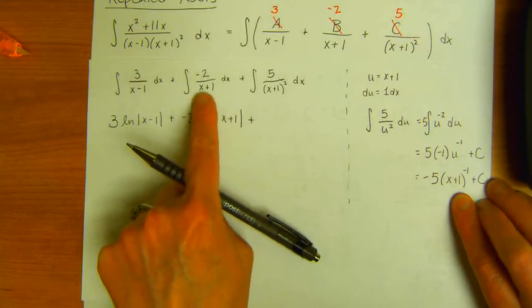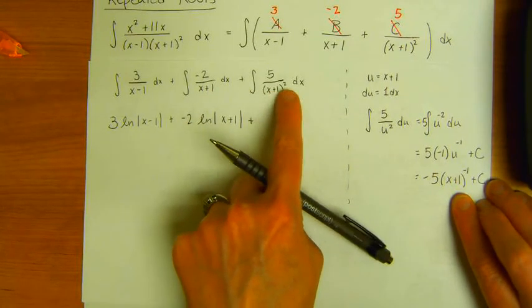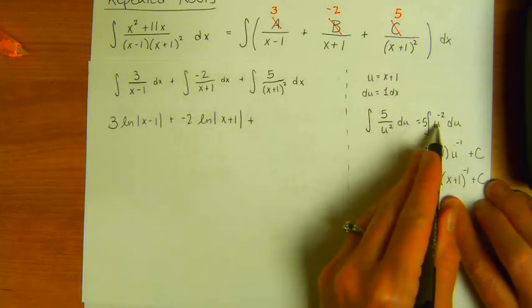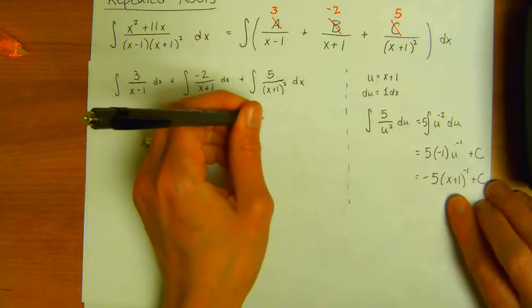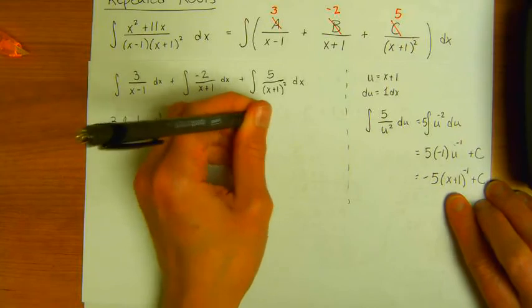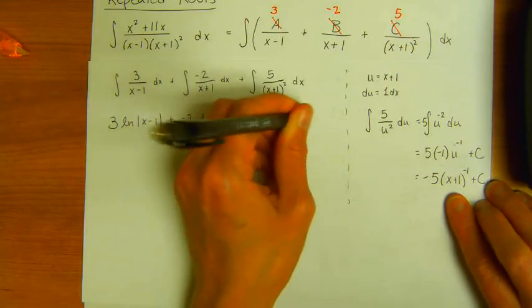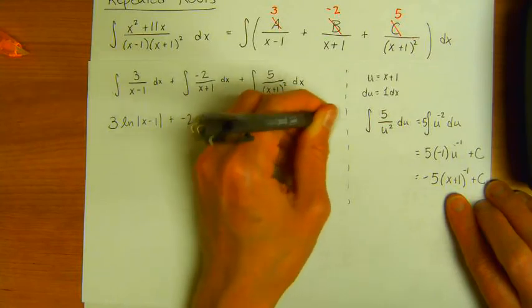So because my denominator was squared, it's no longer just the natural log of something. I can use power rule. I did a u substitution in power rule, and I got to see that this was plus negative 5 times x plus 1 to the negative 1 plus c.